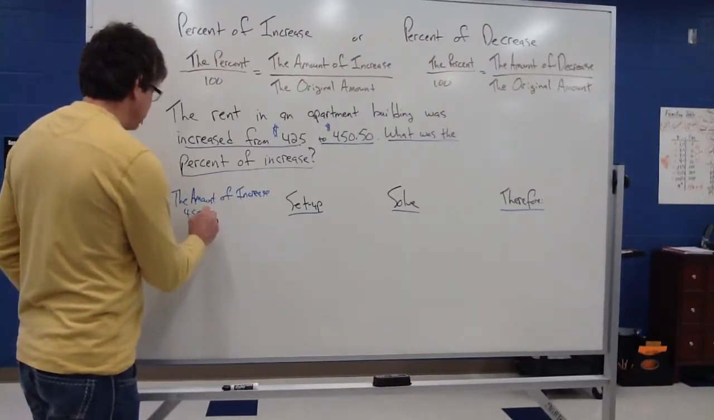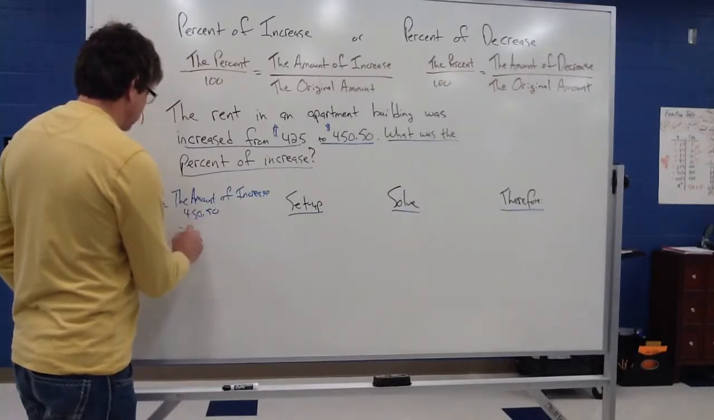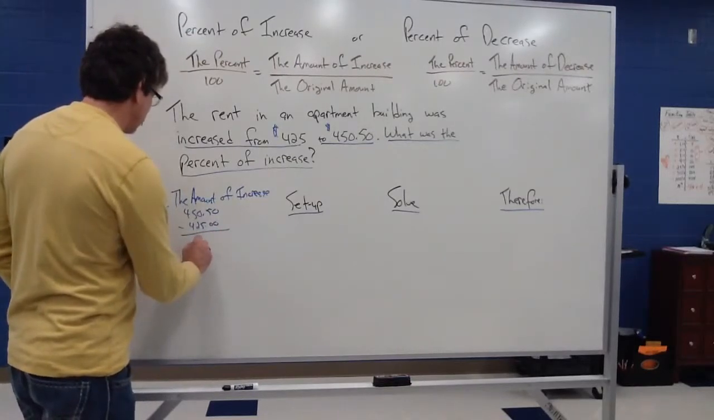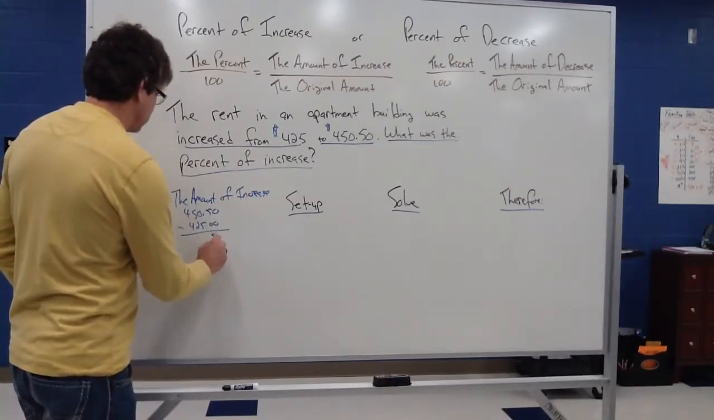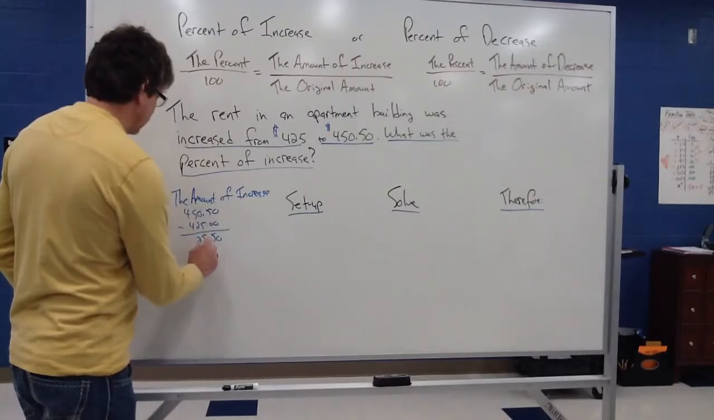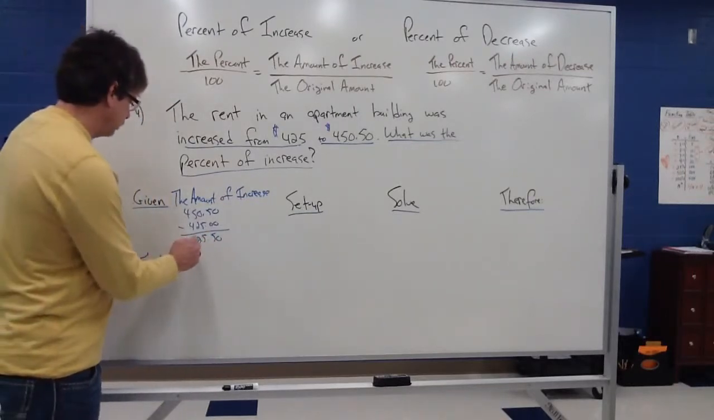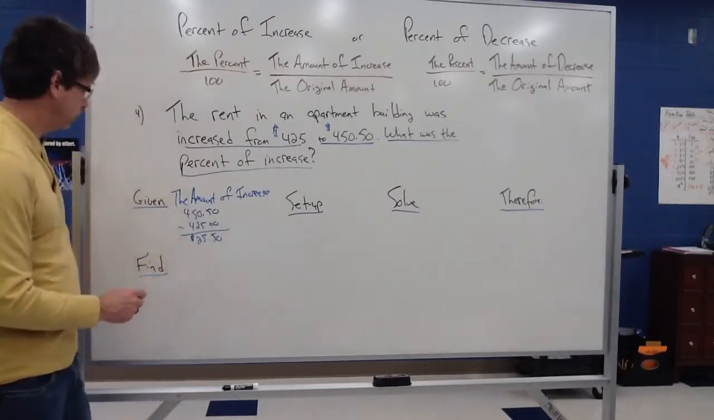So 450.50 minus 425. And we see that that's going to be just $25.50. Nothing really strange about that math. So $25.50, that's going to be the increase.